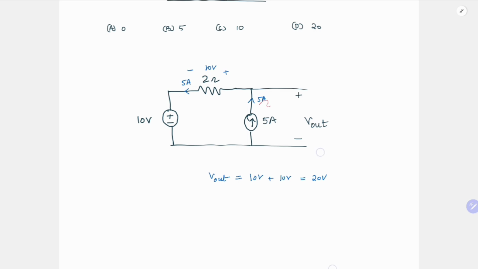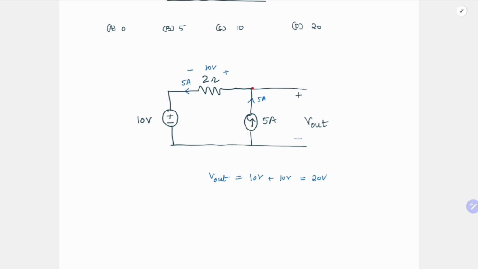If you assume it to be in this direction, or if you write this in this way, you will think that this 10 volt is dropped across this 2 ohm resistor, and there is 0 volt here. But that is not actually the case. Since the current is flowing from here to here, this should be at a higher potential. So you should always be careful with that.